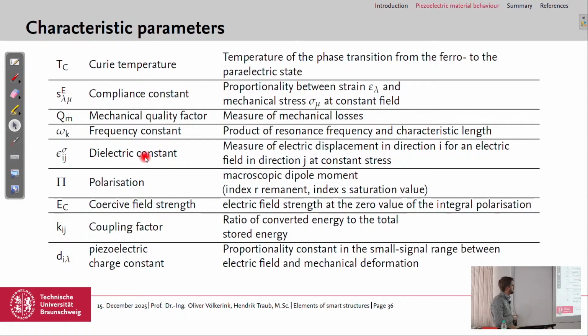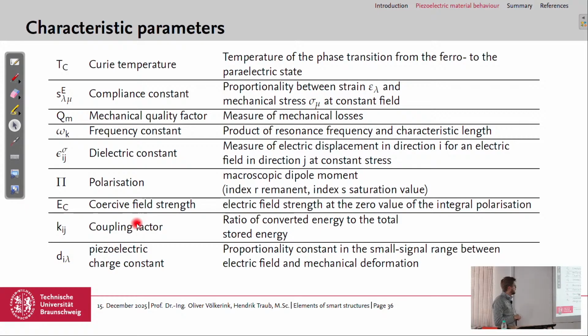We have the frequency constant. We don't look at it in this lecture, so you can neglect it at this place. We have the dielectric constant, which measures the electric displacement in direction I for an electric field in direction J. So other indices, but same meaning. Polarization, capital P, is the macroscopic dipole moment.